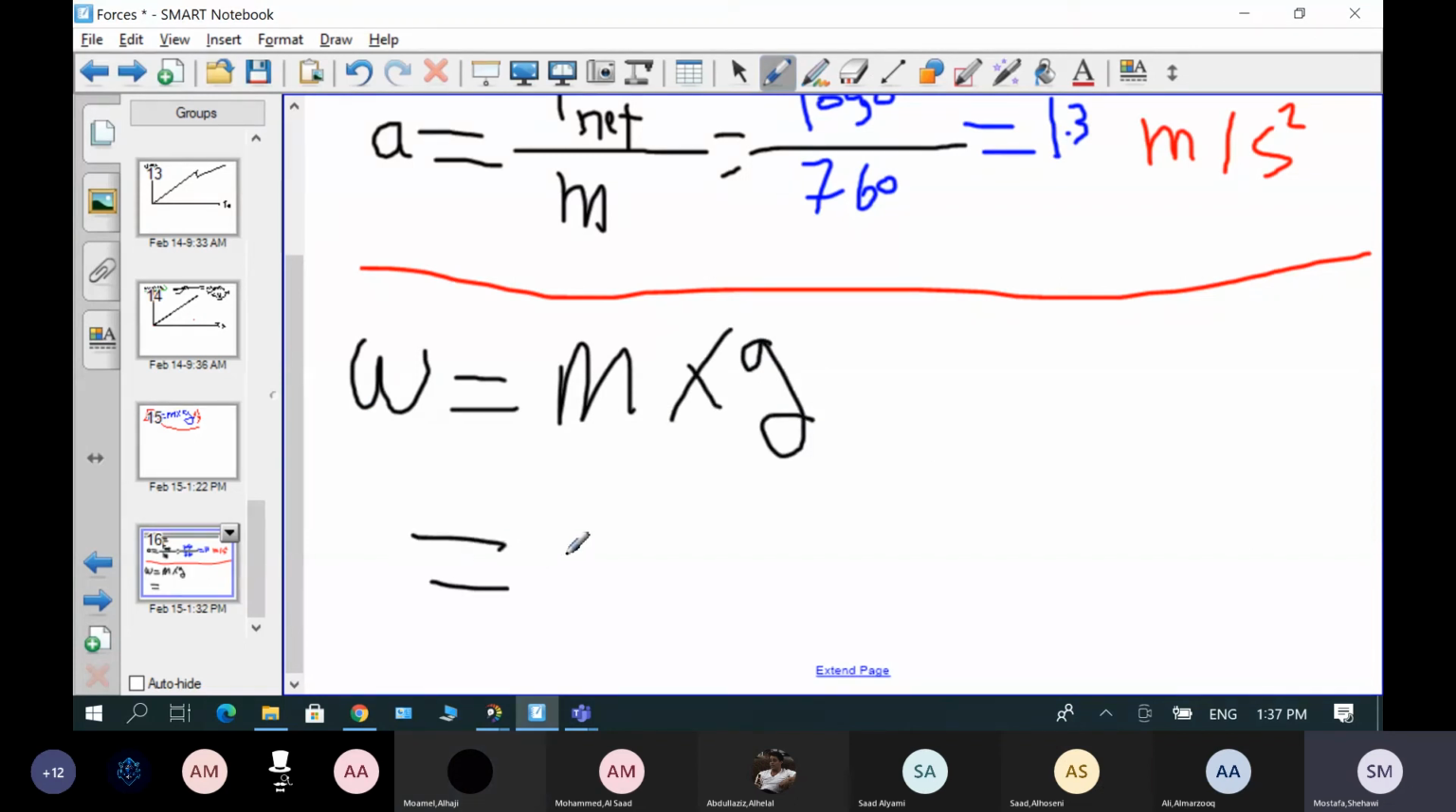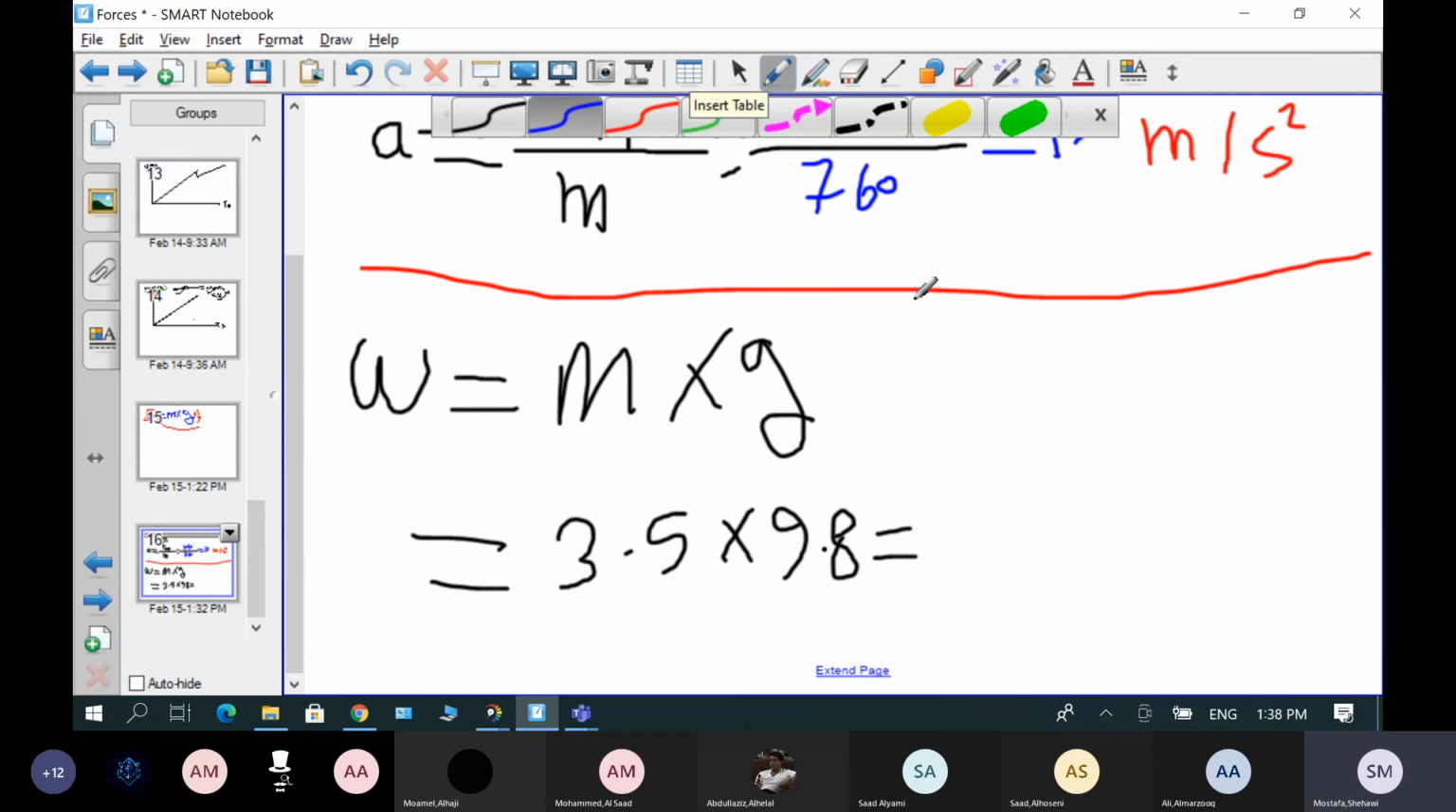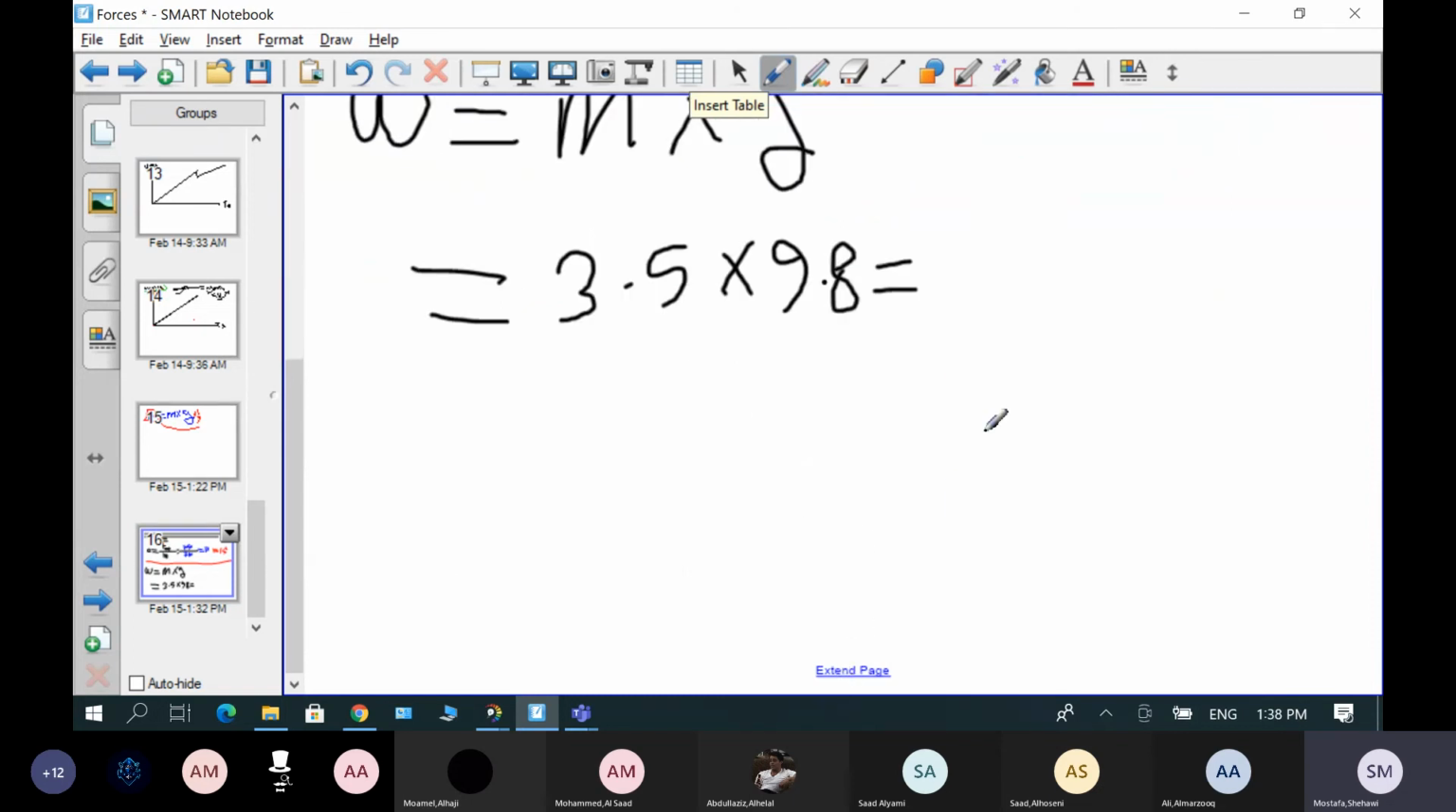Weight W equals mass multiplied by gravity acceleration. So it will equal 3.5, the mass of the baby, multiplied by 9.8. What will be the answer? Calculate it and tell me the answer. 34.3. What are the units?